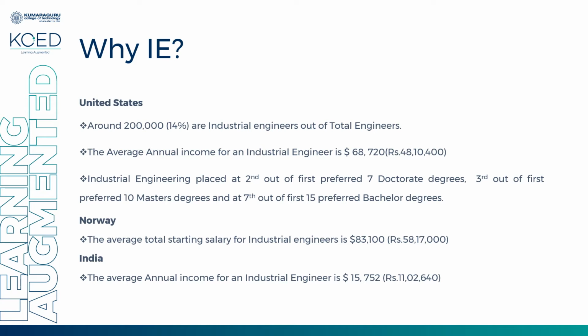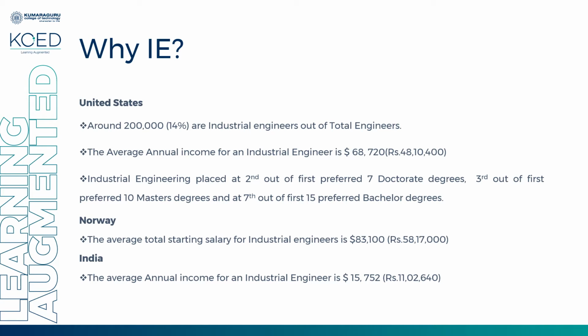Industrial engineering placed second out of the first proposed 7 doctorate degrees. It means whenever people want to do a PhD program, the second choice is industrial engineering. It is third out of the first proposed 10 master degrees, so whenever they want to choose a PG program, the choice is third. And it is seventh out of 15 preferred bachelor degrees. These statistics are based on the US, not India.